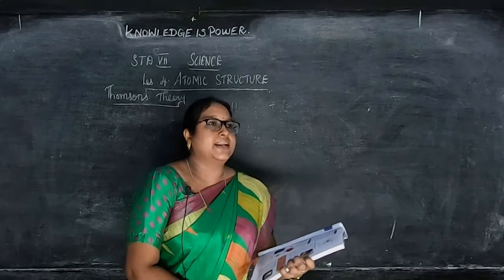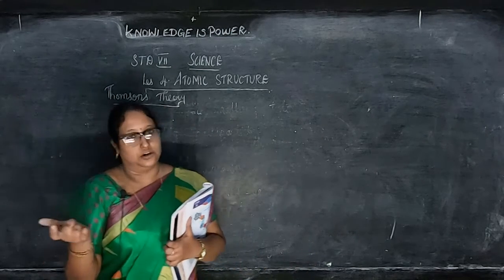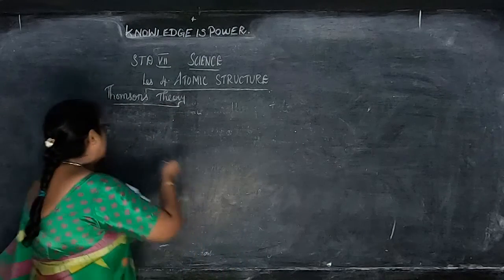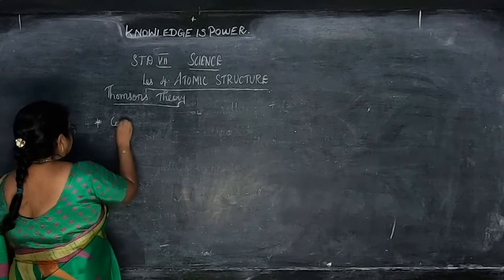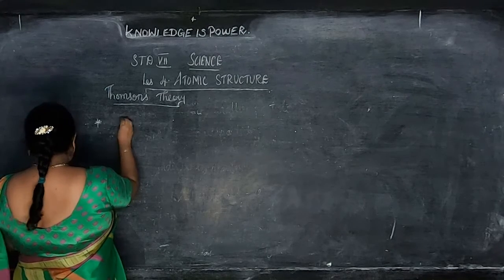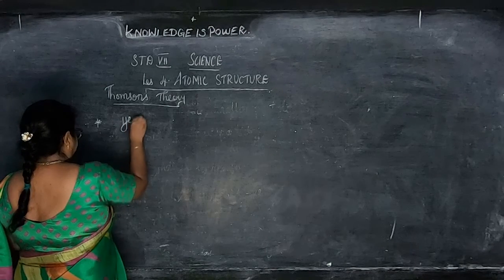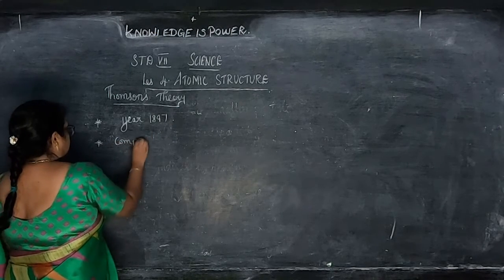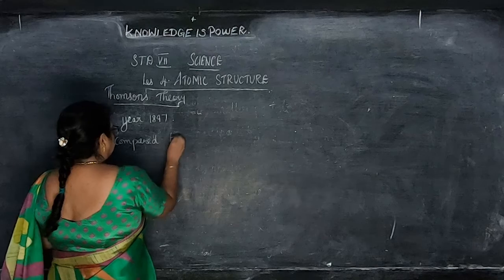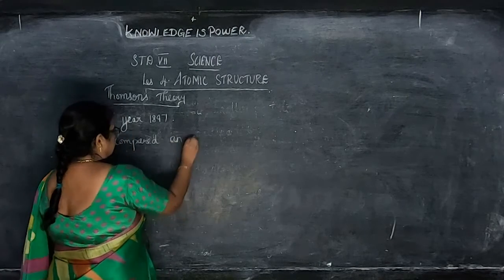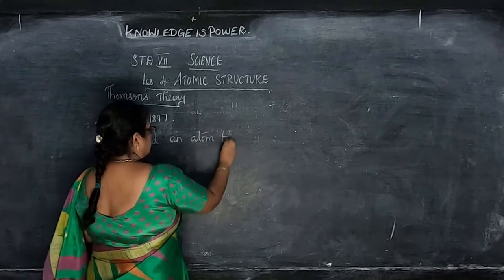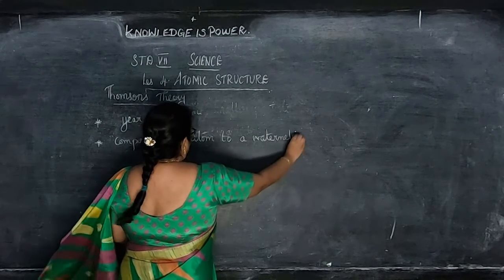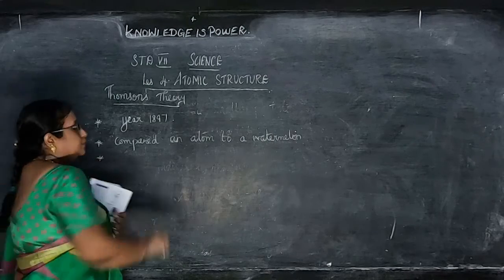He compared an atom to a watermelon. So watermelon everybody knows, okay? So it was proposed in the year 1897, and he compared an atom to a watermelon. So everybody likes watermelon, right? So he compared an atom to a watermelon.